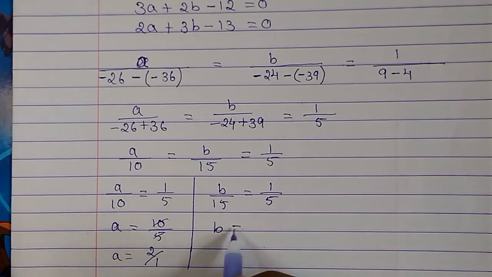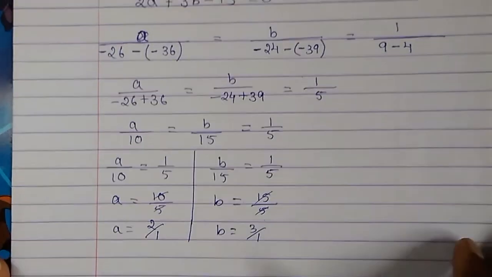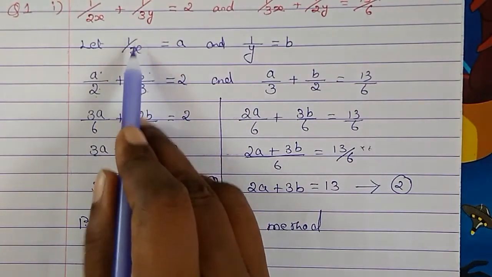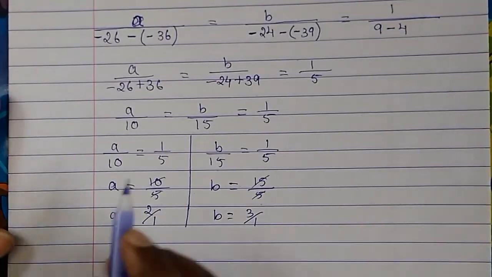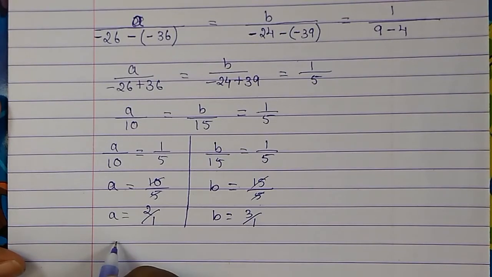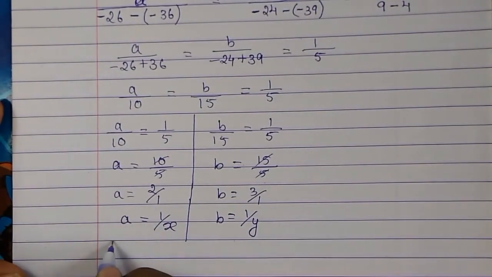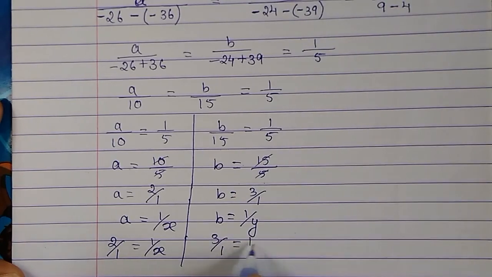So here 15 goes that side, goes multiplication. So we'll get 3 times, so b equal to 3 upon 1. So now a value we found out, b value found out. So we know here we have let them, right? Let a be 1 upon x and b be 1 upon y. Also let's put it now. a equal to 1 upon x, b equal to 1 upon y. So a is what? 2 upon 1 is equal to 1 upon x. b is what? 3 upon 1 equal to 1 upon y.